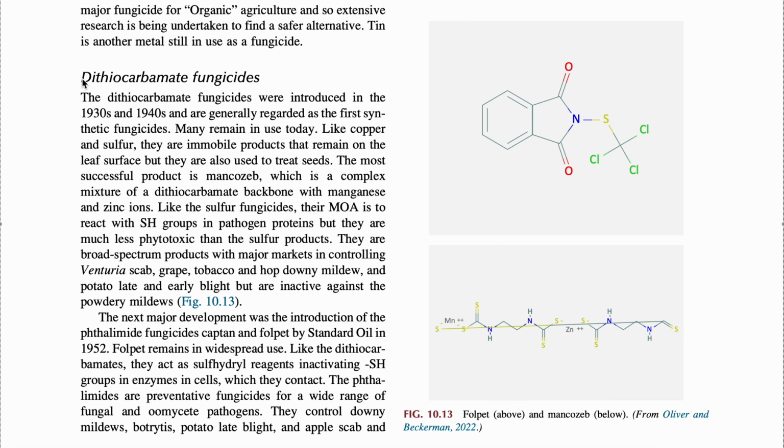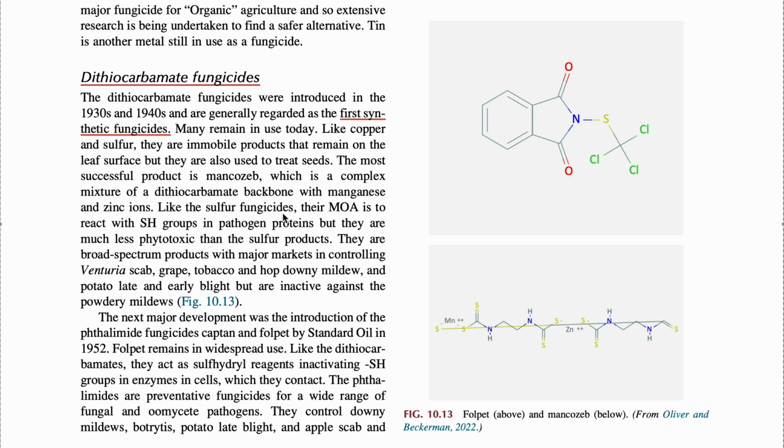Coming to dithiocarbamate fungicides. The dithiocarbamate fungicides were introduced in the 1930s and 1940s and are generally regarded as the first synthetic fungicides. Many remain in use today. Like copper and sulfur, they are immobile products that remain on the leaf surface, but they are also used to treat seeds. The most successful product is mancozeb, which is a complex mixture of dithiocarbamate backbone with manganese and zinc ions.